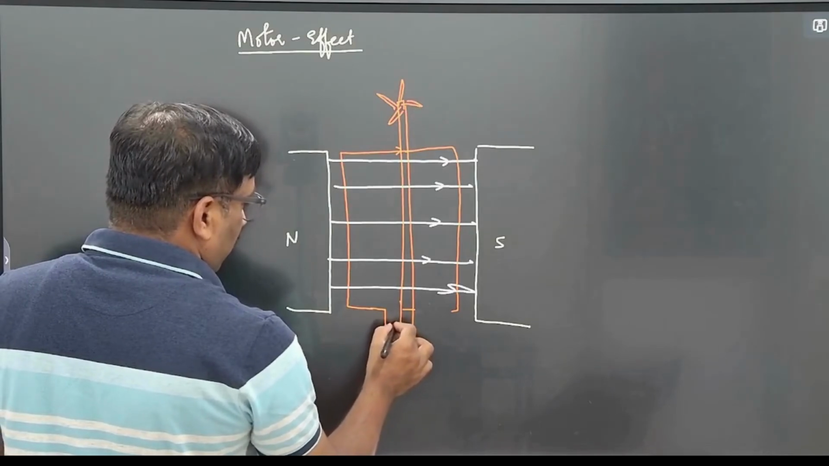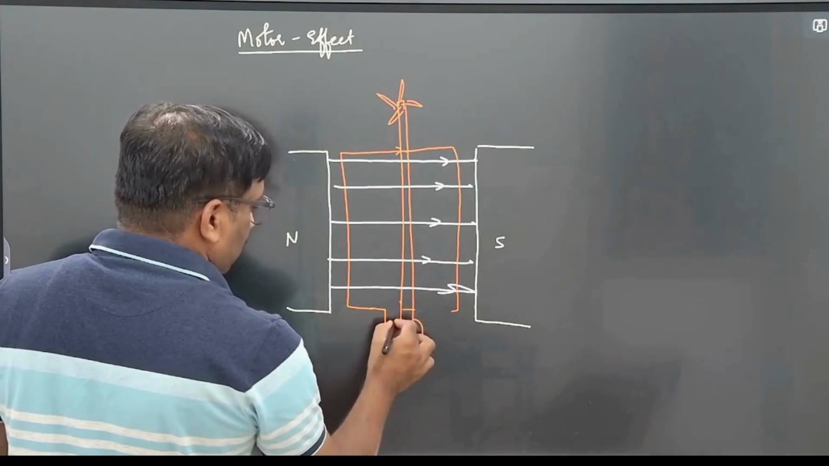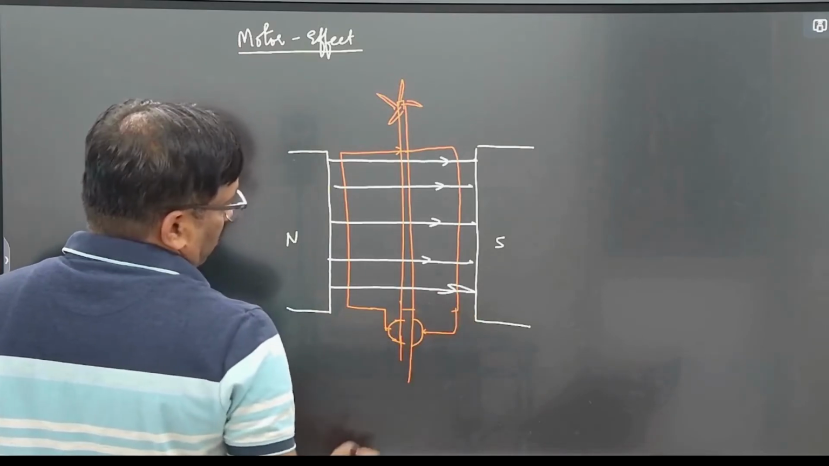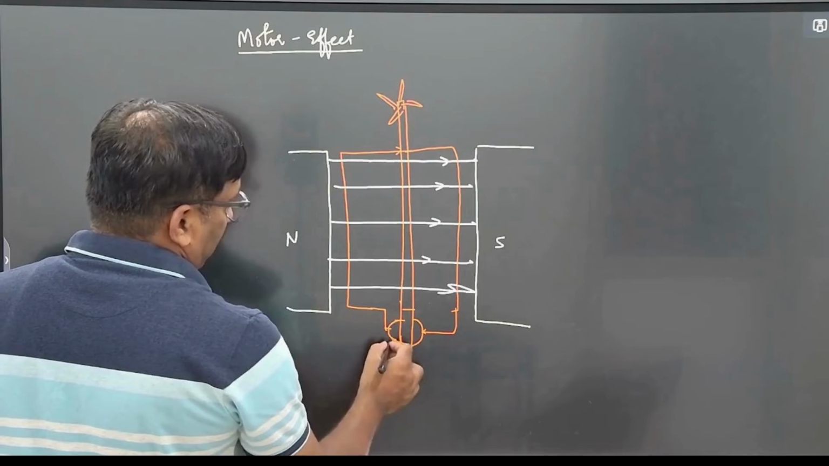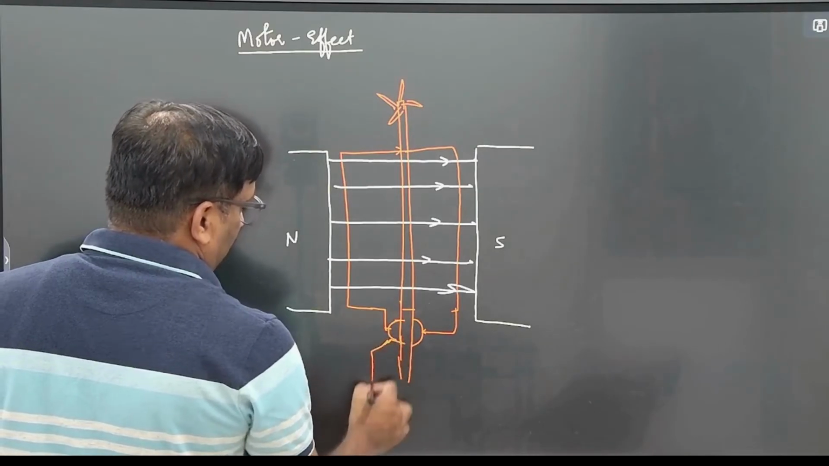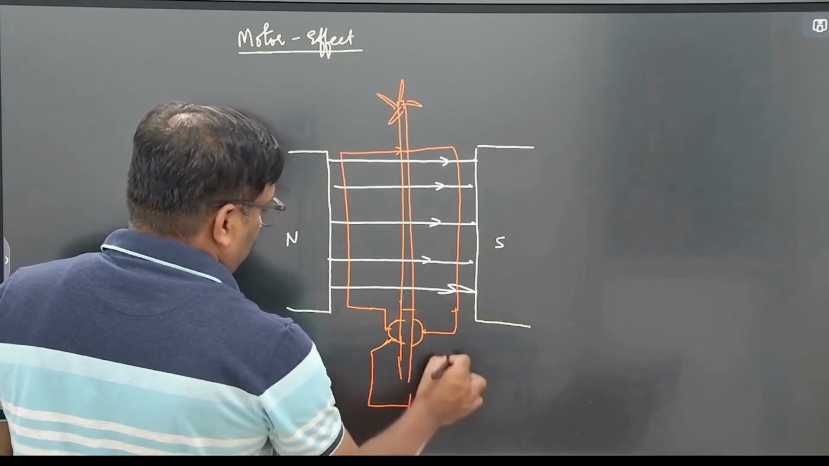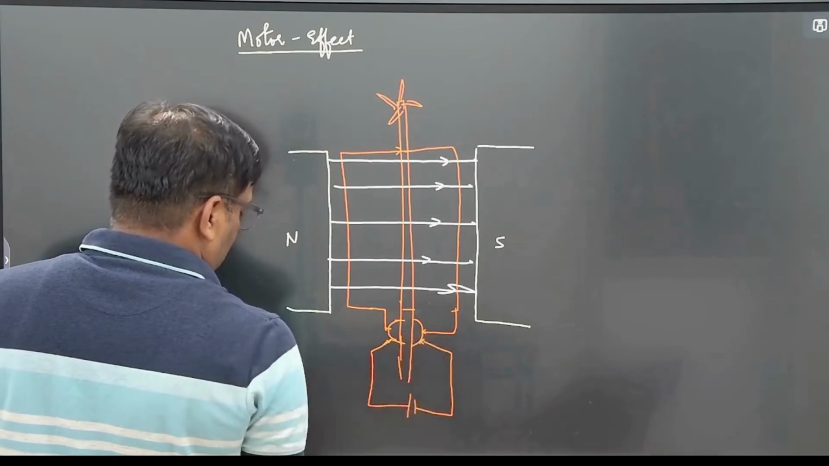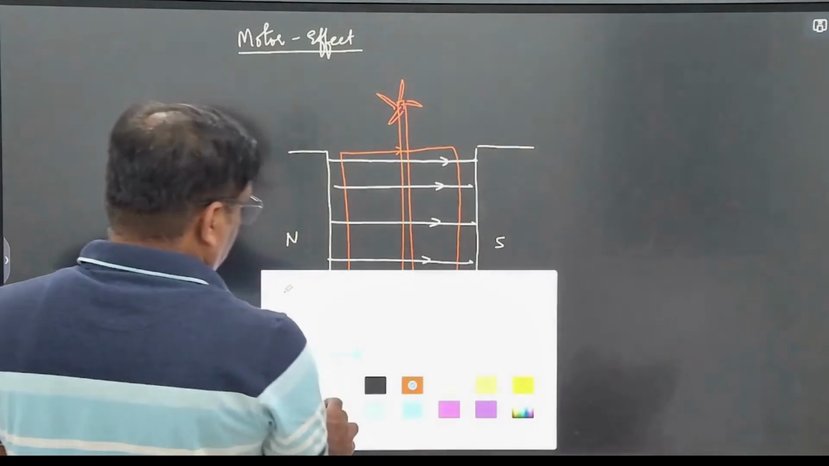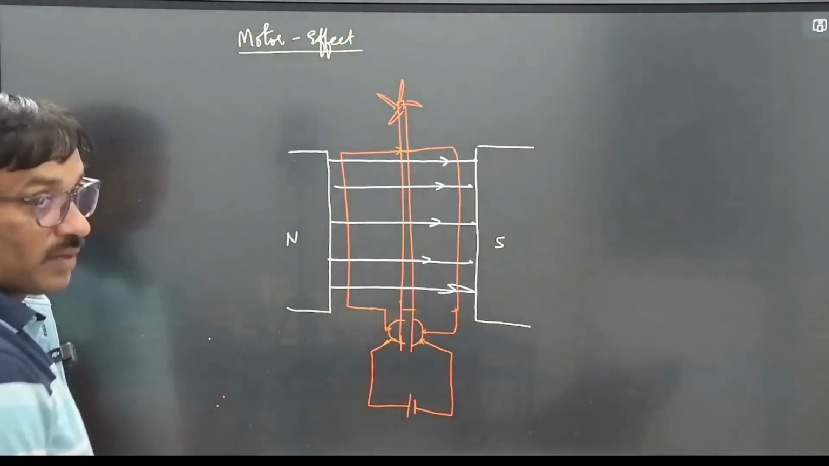So for this, what are we going to do? We are going to take split rings, and onto these rings we can connect one battery here, so that the current will be able to flow in the same direction every time. Why? Let us see this now.